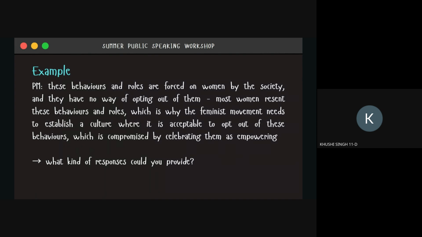First of all, there is no proper statistic that the PM states that most women resent their behavior and roles, because we are not sure. We don't know each and every woman out there. So claiming that most women would resent these behavior and roles would be outright wrong. And then feminism is not just about empowering or based on the physical looks, but rather what a woman wants to do and having the freedom to do what she actually wants.